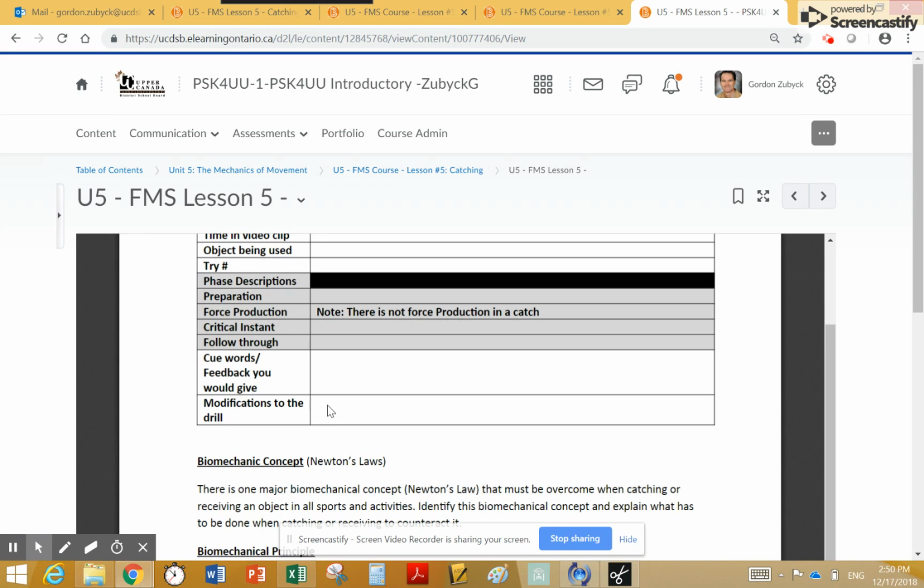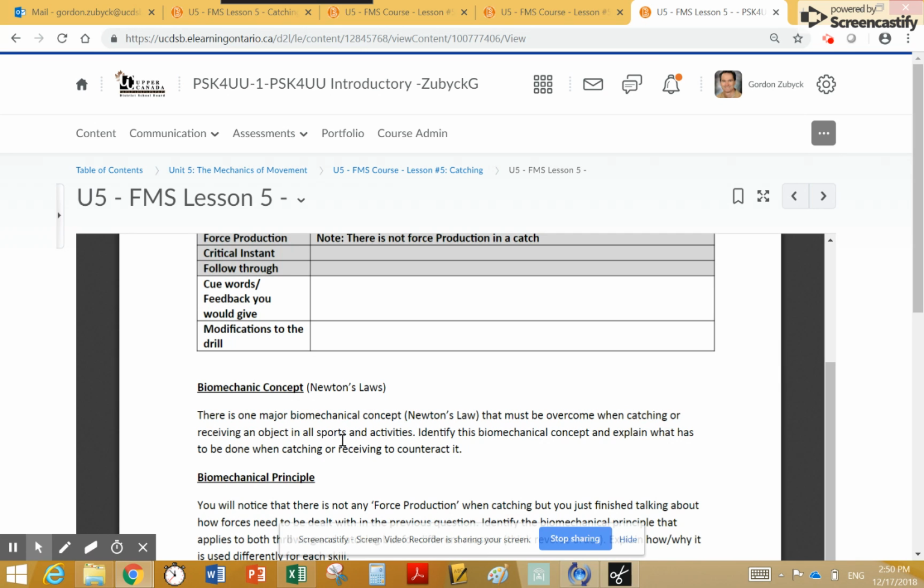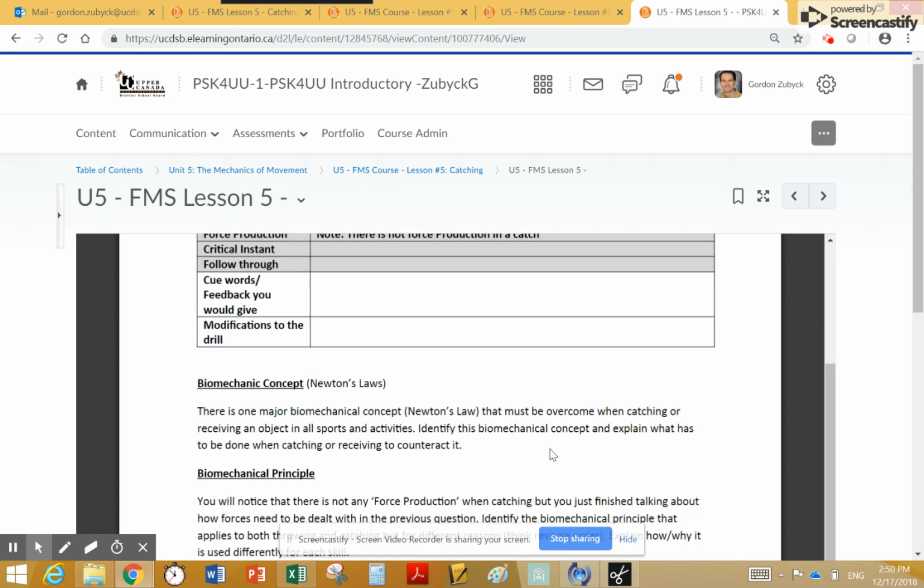And what modifications would you make to the drill that might lead to greater success or greater learning for this child as well? I want you to think about those things that can be done. Now you're going to think about Newton's laws or some biomechanical concepts. There's one major biomechanical concept that must be overcome when catching or receiving an object in all sports and activity. You need to identify this biomechanical concept and explain what has to be done when catching or receiving to counteract or deal with it.